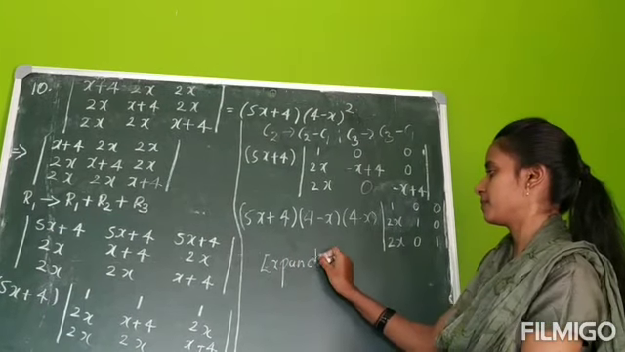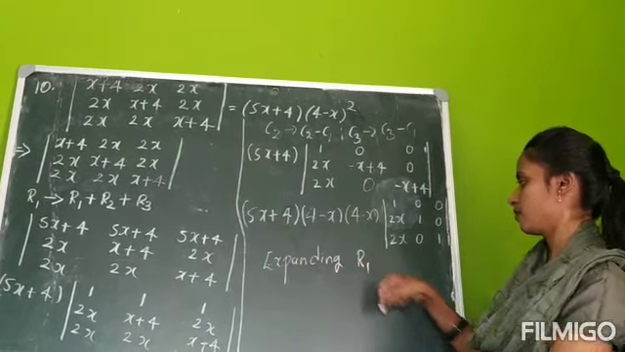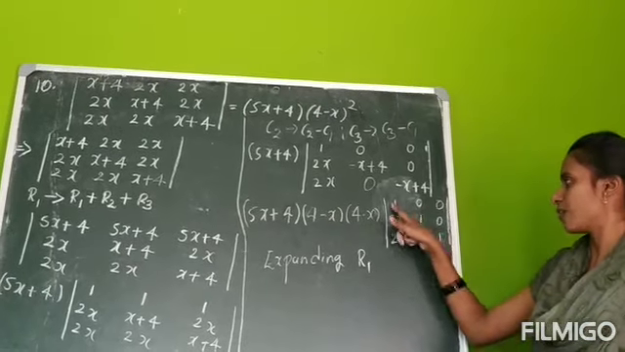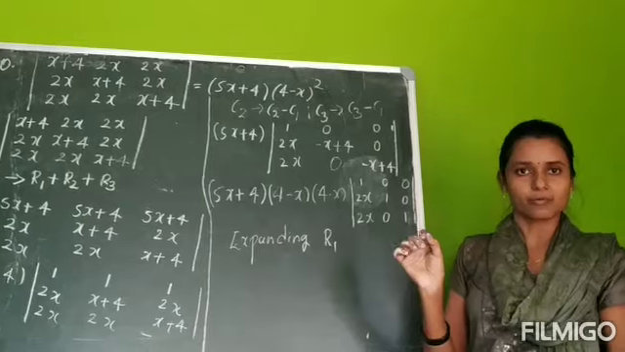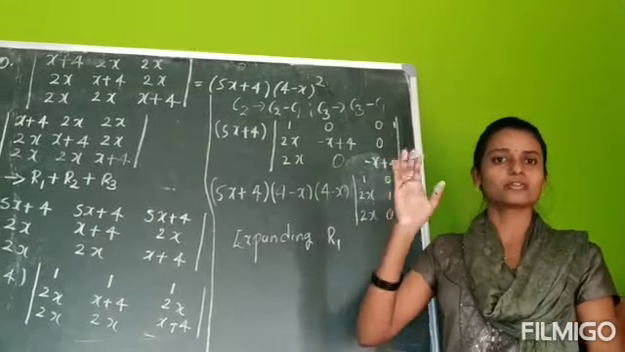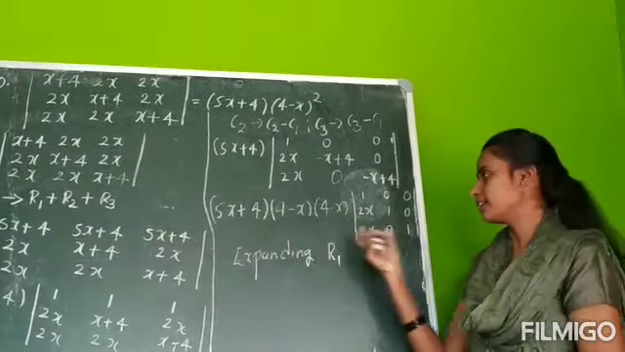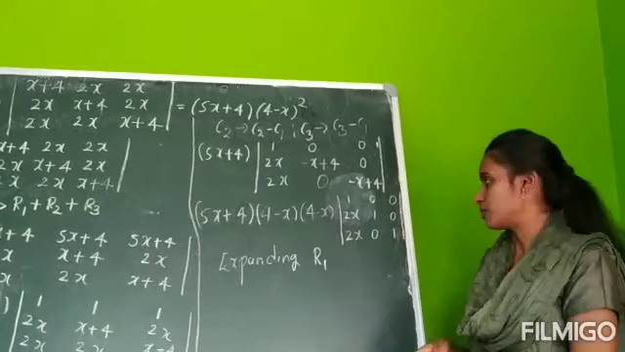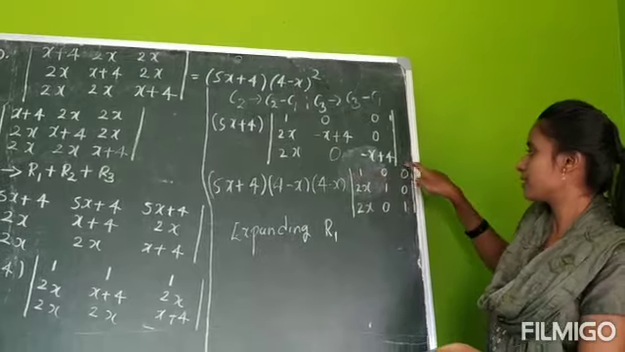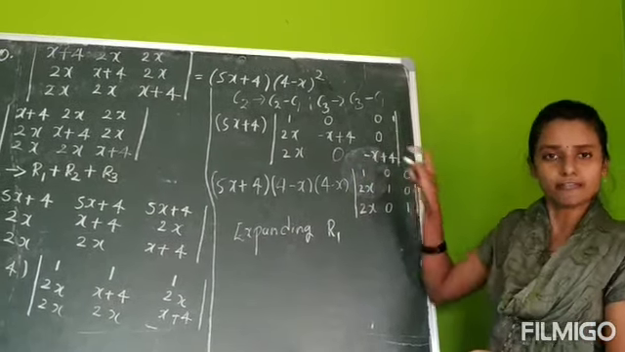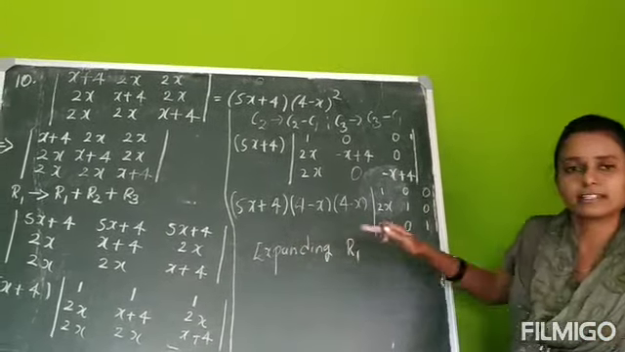Expanding the first row. The first row is 1, 0, 0. When there are more zeros in any one row or any one column, we expand that determinant, then the simplification will be easy. So among these three rows, this one is simple, with more zeros in the first row. So I am just expanding the first row.